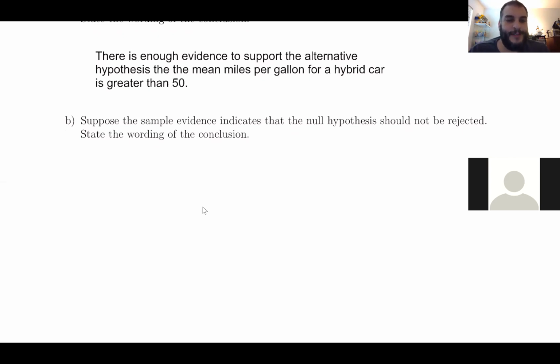And that'll be it. That's how you will state your conclusion if we reject the null hypothesis. If we reject the null hypothesis, we'll state there is enough evidence to support the alternative hypothesis that the mean miles per gallon for a hybrid car is greater than 50. And that's A. Any questions in regard to A?